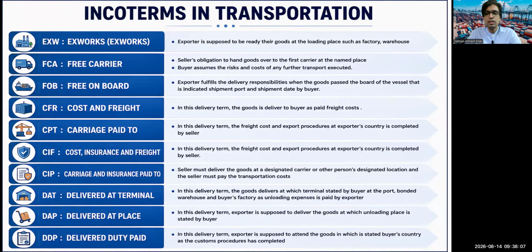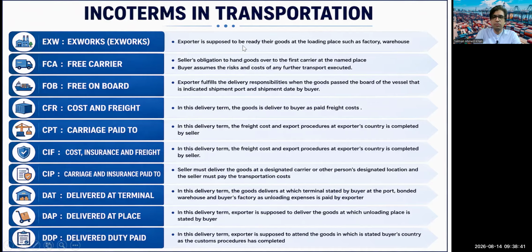The exporter is supposed to have their goods ready at loading places such as the factory and the warehouse. So EXW, Ex Works, is a factory-based price, and the exporter has to ready the goods at their premises, warehouse or factory. FCA, Free Carrier, is the seller's obligation to hand goods over to the first carrier at the named place. The buyer assumes the risk and cost of any further transport. FOB, Free on Board: the exporter fulfills the delivery responsibility when the goods pass the board of the vessel.